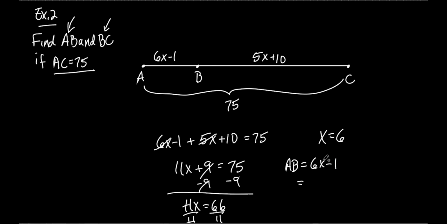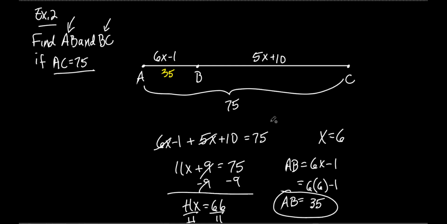Let's take that 6 and plug it in for x. So what is it? 6 times 6, then minus 1. 6 times 6 is 36 minus 1 is 35. So the length of AB is equal to what? 35. So this length right here is equal to 35. I'll put it right there.